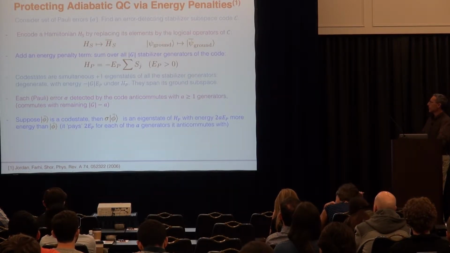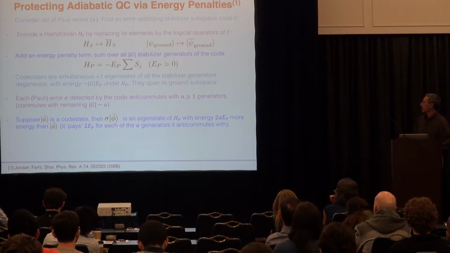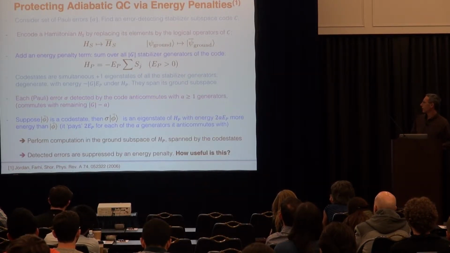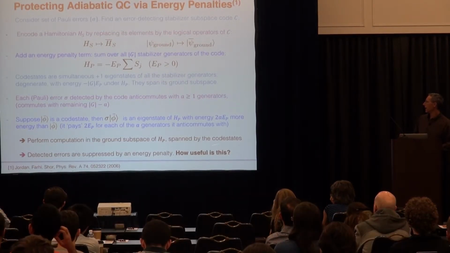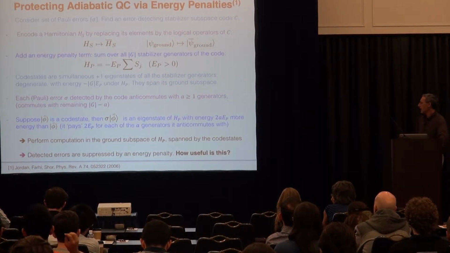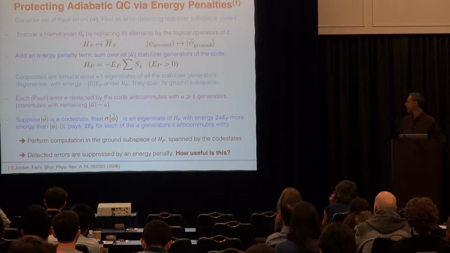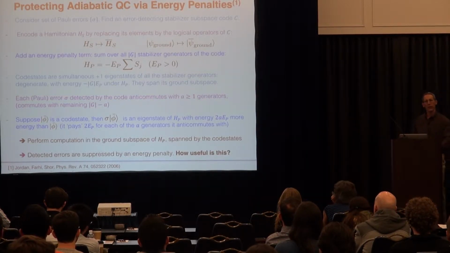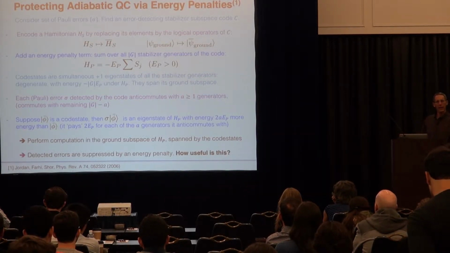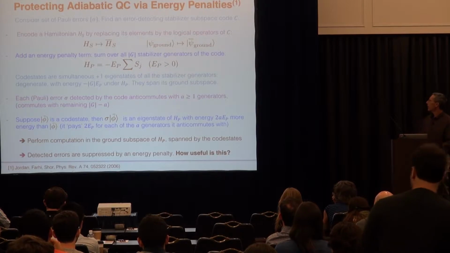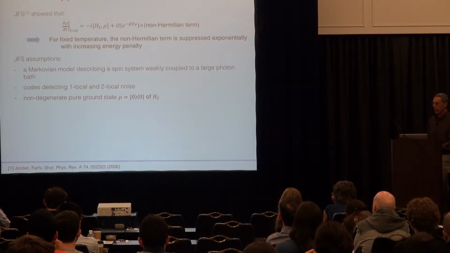So code states are ground states, erred states are excited states, and this suggests that we should perform computation in the ground subspace of the penalty Hamiltonian, which is spanned by the code states. And the detected errors are now suppressed because they get an energy penalty. So that's the scheme that JFS, Jordan, Farhi, Shor, came up with. And we may ask how useful this is. Well, they partly answered that question in their paper.